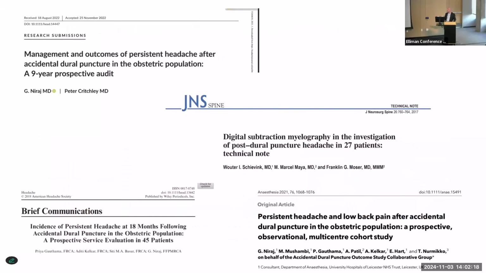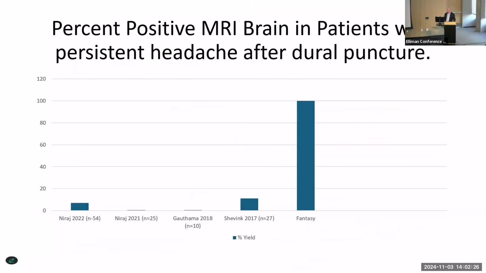But nonetheless, if you look at the 4 studies when they imaged people by brain MRI afterwards, the rate of actually finding anything positive on brain MRI was less than 10% for all the studies. The 100% is the fantasy. I think that this, to me, suggests that these patients are the true positives. They had a known dural puncture. They have persistent headaches that started after that known dural puncture. Epidural patching appears to reduce the rate of that happening.